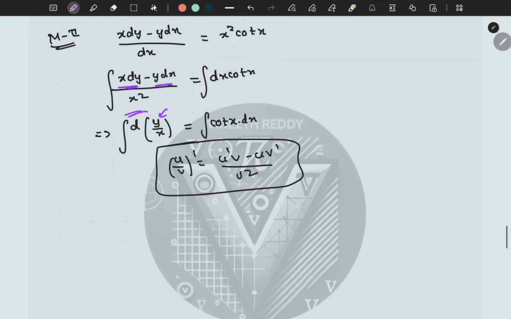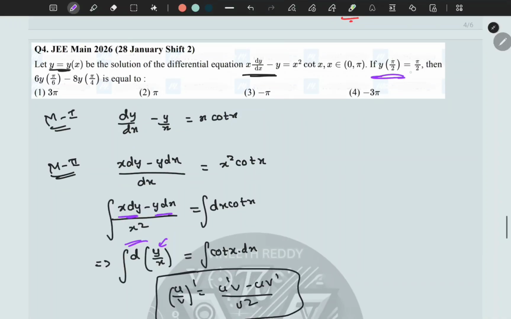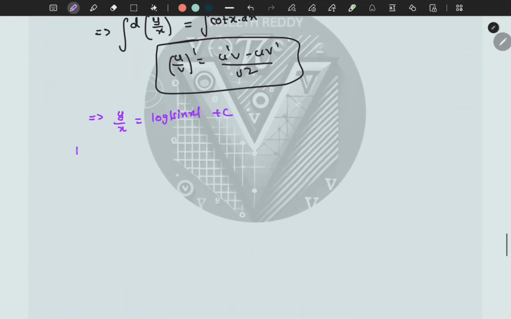Anyways, now here if I integrate this, this should be simply y/x equals the integral of cot x, which is log|sin x| plus c. If you are uncomfortable with this, you can try method 1, which is definitely straightforward. And when x is pi by 2, y is also pi by 2. So put x equals pi by 2 and y equals pi by 2 to get the value of c. So we get (pi/2)/(pi/2) is 1, sin 90 is 1, so log 1 is 0, so we get the value of c as 1.